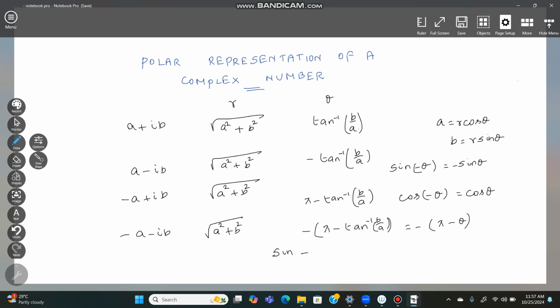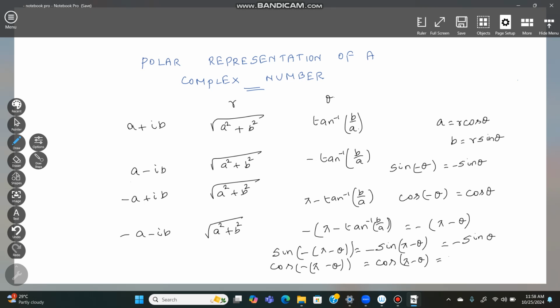Sine of minus of pi minus theta equals minus sine of pi minus theta, because sine is an odd function, but sine of pi minus theta is only sine theta, positive, since it is in the second quadrant. Therefore, this gives you minus sine theta. Whereas for cos, let me take a bracket here. For cos, it is cos of minus of pi minus theta within bracket, but that is only cos of pi minus theta, because cos is an even function.